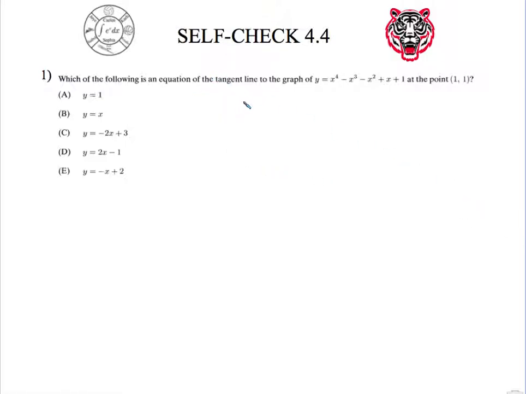Which of the following is an equation of the line tangent? So line tangent, I immediately know it's going to be y minus the y-coordinate is equal to the slope times x minus the x-coordinate. All right, so I need the y-coordinate and x-coordinate. That's given to me here. This is my x, this is my y. But we don't know the slope. So how do we find slope, girls?